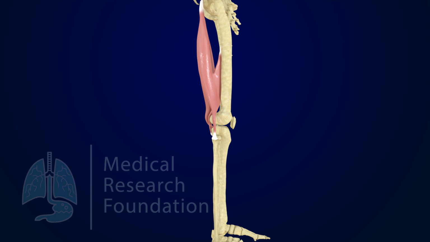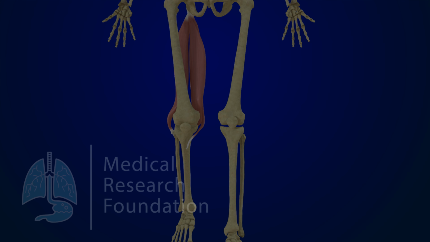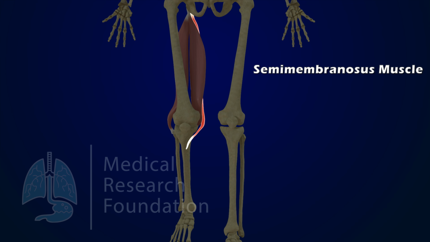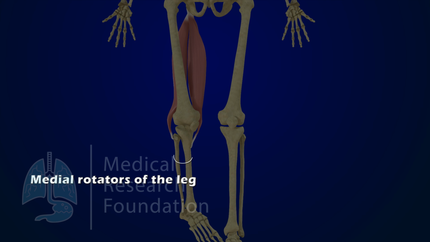When the knee is semi-flexed, the biceps femoris is a lateral rotator of the leg, while the semimembranosus and semitendinosus are medial rotators of the leg.